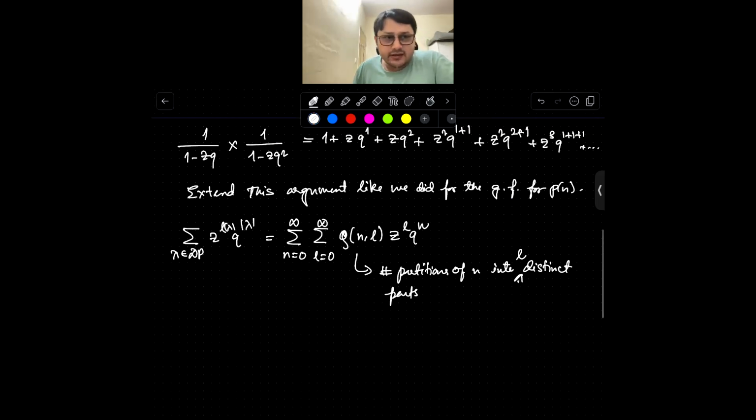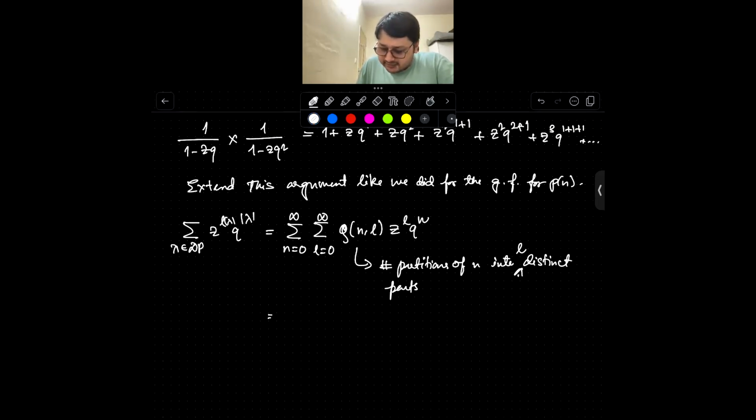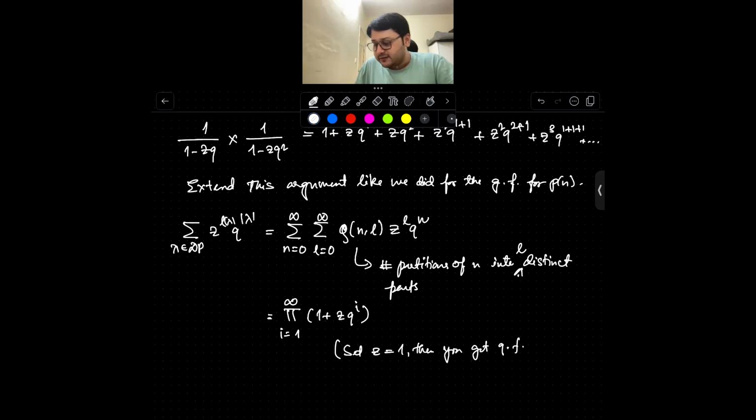So this is our two variable generating function, and immediately it should be clear that the two variable generating function for this case is nothing but the product of 1 plus z q to the i, i going from 1 to infinity. Okay? And again, if you set z equal to 1, then you get the generating function for d of n, which is the partitions into distinct parts. Okay? So that's the idea of two variable generating functions.